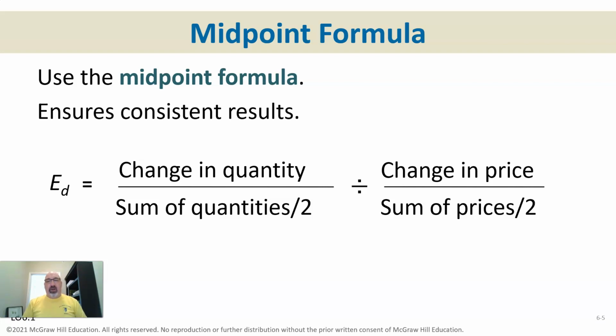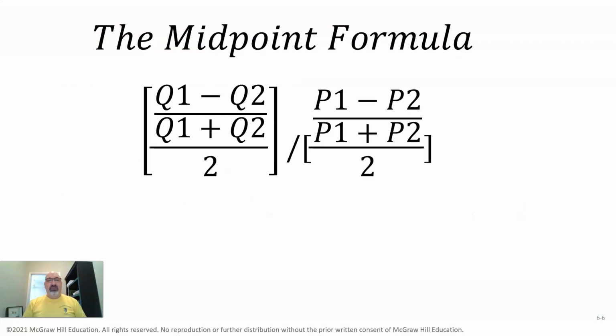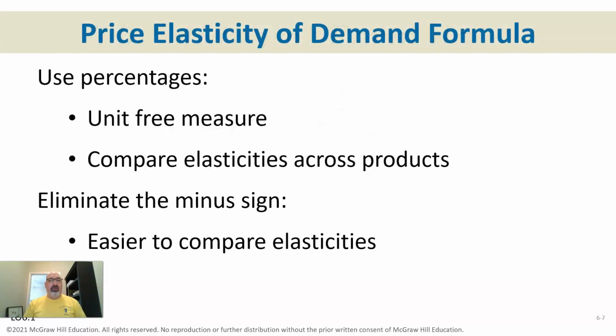The way that goes is change in quantity divided by the sum of quantities divided by 2, divided by the change in price divided by the sum of prices divided by 2. Simply put, it looks like this: Q1 minus Q2 divided by (Q1 plus Q2) divided by 2, divided by P1 minus P2 divided by (P1 plus P2) divided by 2. It sounds like a lot, but it really isn't. It's kind of easy to do, but that's a formula you need to know. Just pointing that out right now.